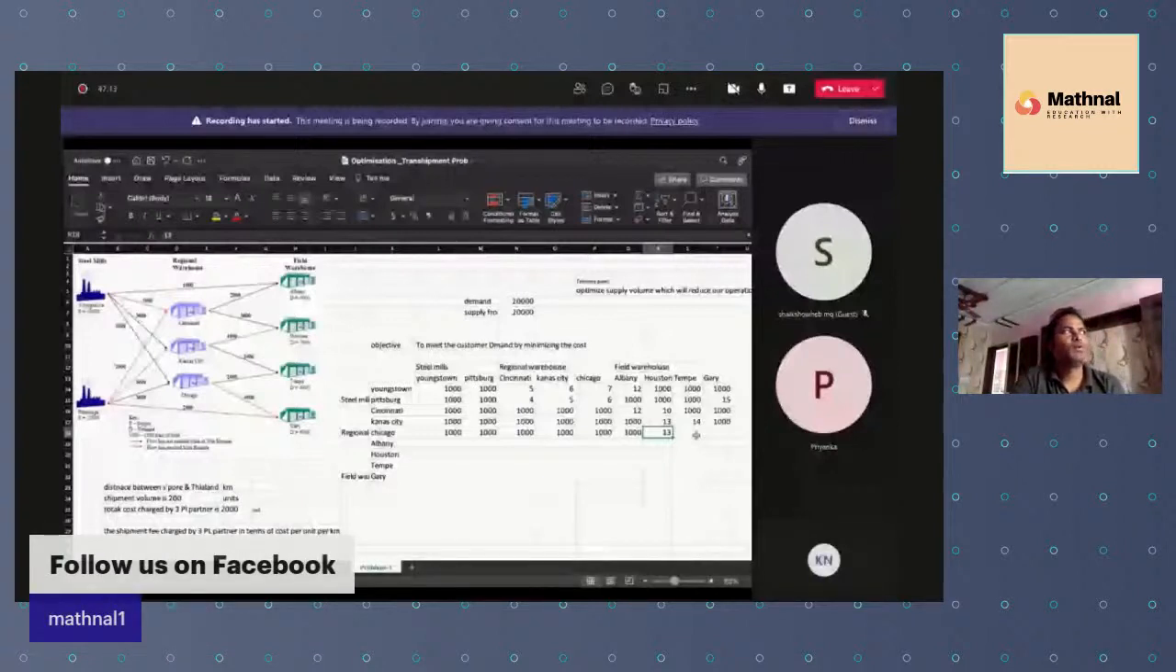Like cost per unit per kilometer. There are various ways of computing that cost. So in this kind of problem, we are going for cost per unit per kilometer as our KPI. And we want to solve the problem. We want to minimize this cost per unit per kilometer. That is what we want to minimize.